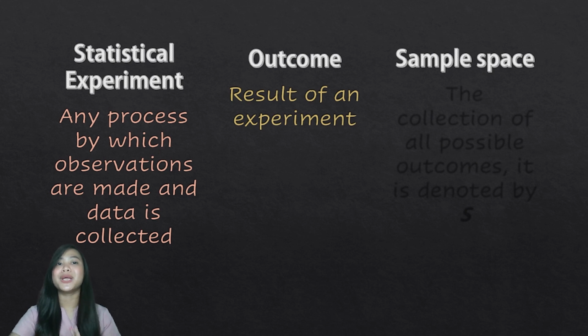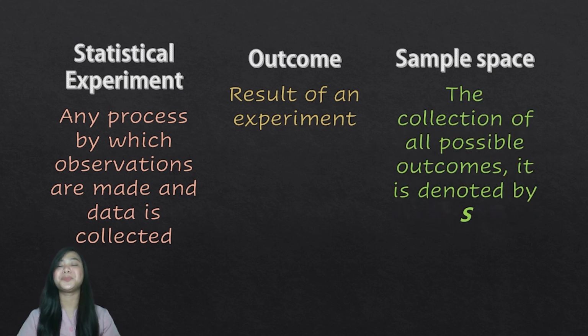Sample space. What do we mean by sample space? We refer to the sample space as the collection of all possible outcomes of the experiment. It is denoted by capital S. Now we're going to our topic. But first, let us have examples of certain statistical experiments that were used for studies.